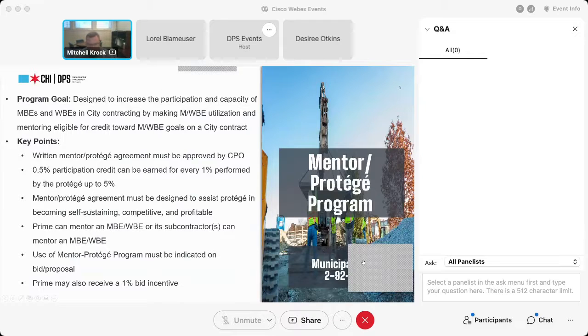And if you have any questions about what we're looking for in a written mentor protege agreement, not to beat a dead horse, but you can check out the DPS rules page. In particular, our rules on this incentive include a template agreement for you to start off of. So definitely take a look through that.